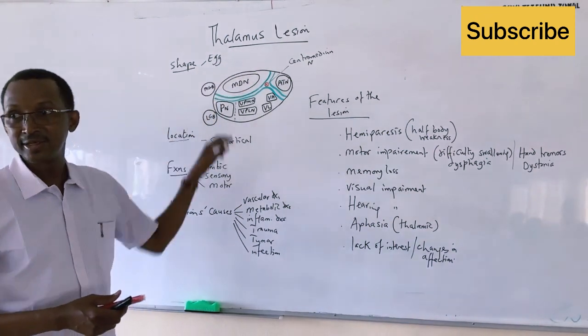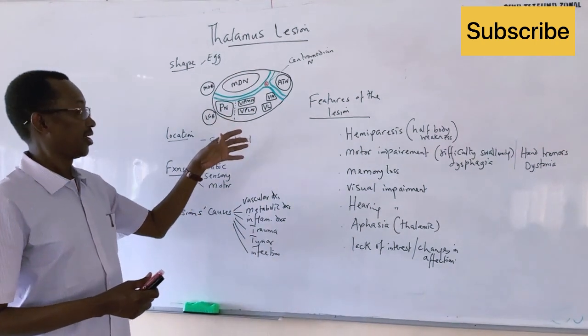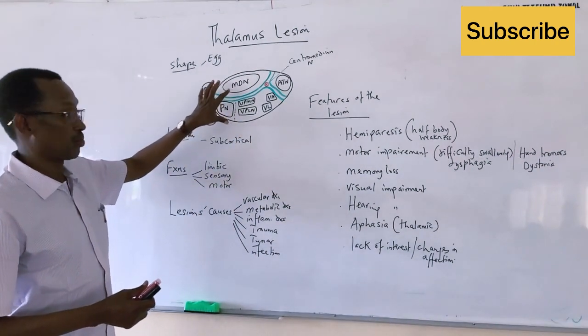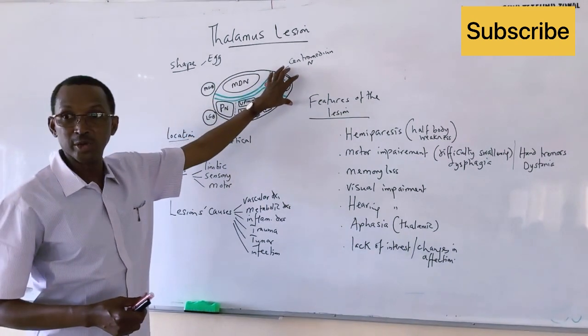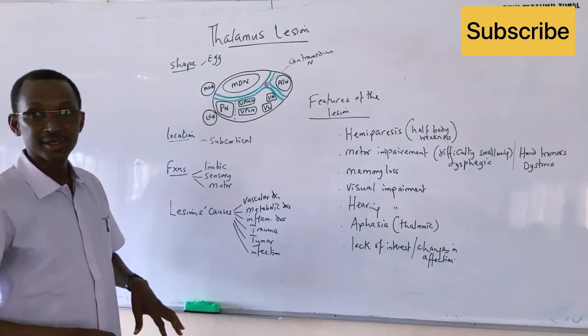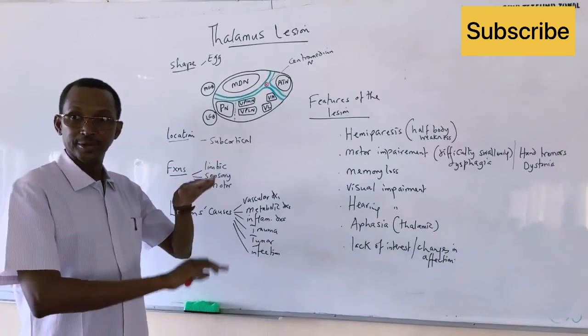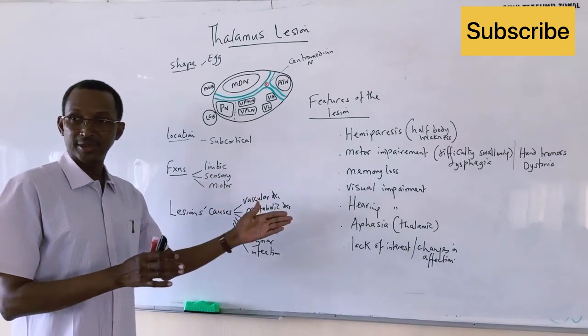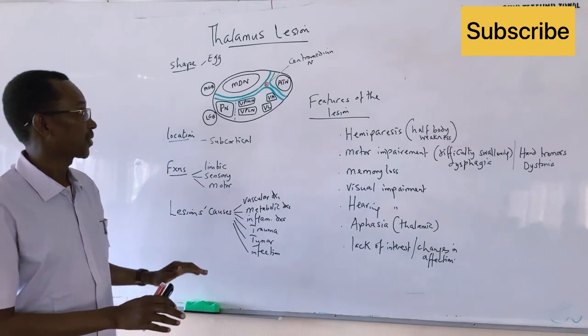The thalamus is an egg-shaped structure. You know what an egg is. So it has a much broader posterior end and a much narrower anterior end. It has surfaces: superior surface, inferior surface, lateral surface, and medial surface. So it has 4 surfaces.